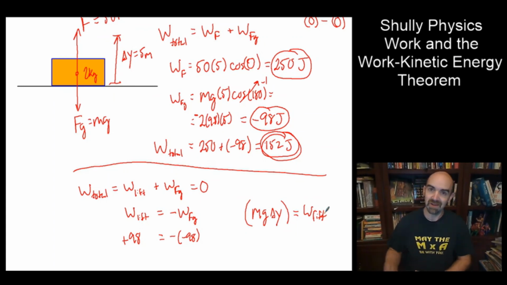That would be negative, the negative of that amount, negative mg times the change in y. And that's, if you see, what we've got right up here, mg times the delta y. All right, so that's work done in lifting.